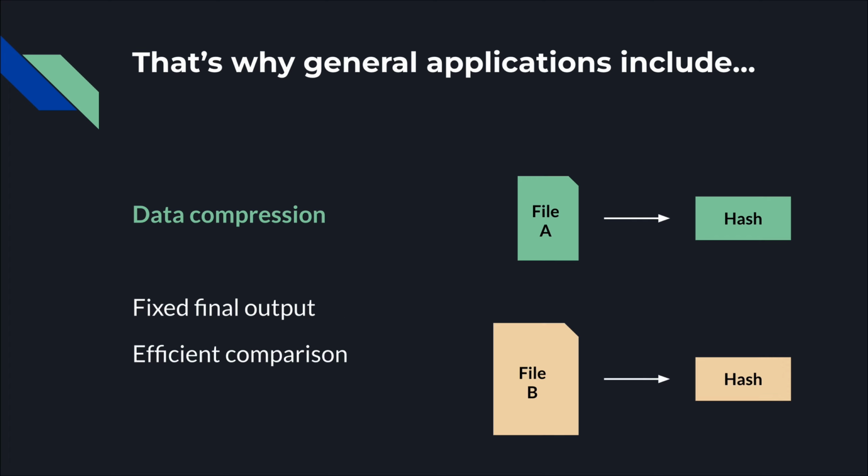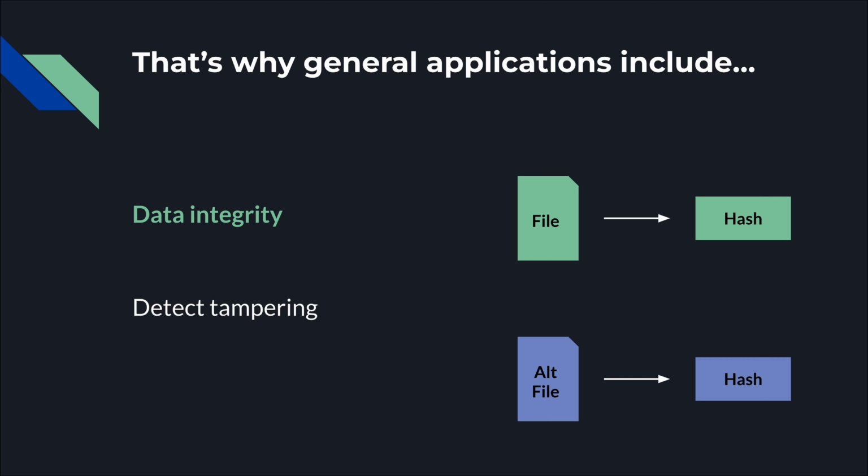You can compress any kind of data and compare the final output for efficient comparison. A 100 MB file or a 100 GB file would result in a very small hash, and you can compare the hashes instead of comparing the original file to check if they are the same or not. You can also verify data integrity. You can compare the hashes of a file while transmitting it over a network to check if the file has been tampered with or not. If the file has been tampered with or altered in any way, the hash would change.